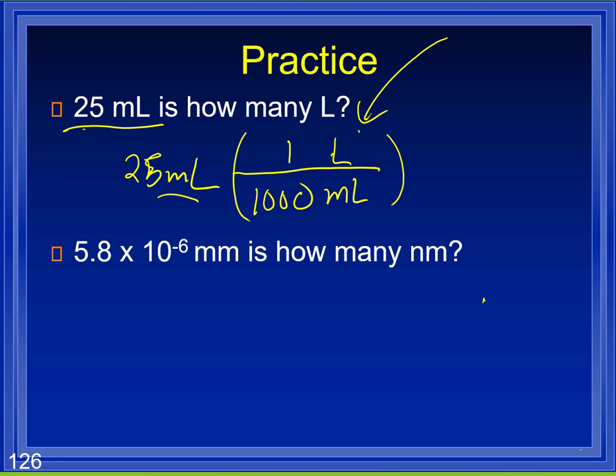So on my calculator, if numbers are on top, I multiply. If they're on the bottom, I divide. So 25 divided by 1,000 equals 0.025 liters.